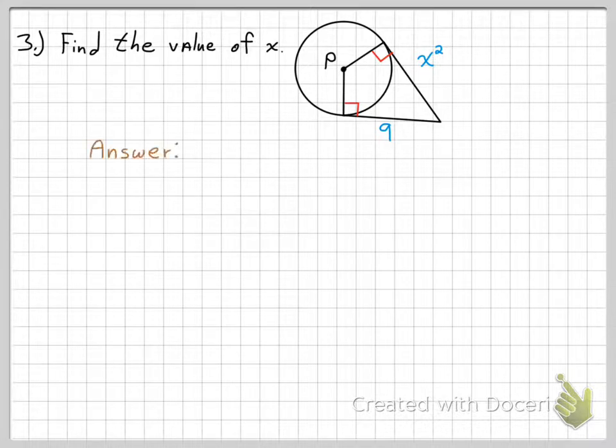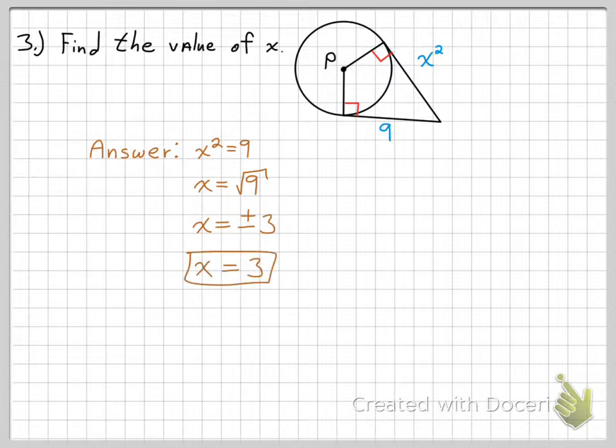To solve, the geometric principle that I'm testing here is that you need to know that tangent segments that come from a common external point are congruent. So in other words, x squared equals 9. Then you take the square root of both sides, and you get x is equal to root 9. The square root of 9 is plus or minus 3, but you can never have a negative distance, so x is equal to 3.